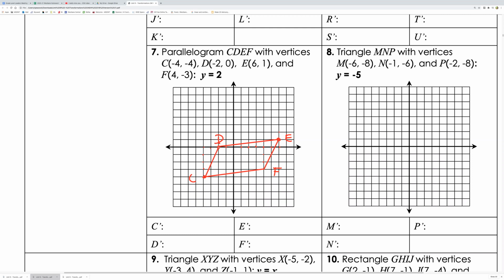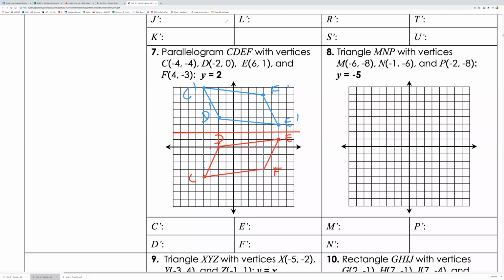All right, it says y equals 2, so I'm going to go to where y is 2, and I'm going to draw my line of reflection. Then I'm going to make sure all my points are equidistant to that line. So D is 2 away, E is 1 away, F is 1, 2, 3, 4, 5 away, and C is 1, 2, 3, 4, 5, 6 away. So I'm going to go 1, 2, 3, 4, 5, 6. Okay. And then again, we're going to connect our dots. Okay. You can see it's a reflected image of itself.